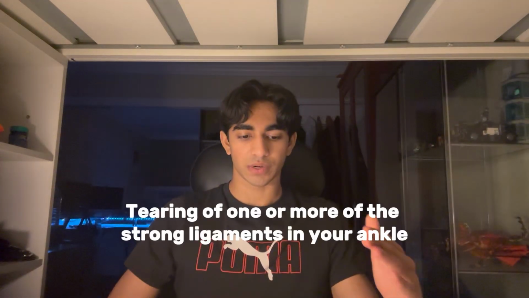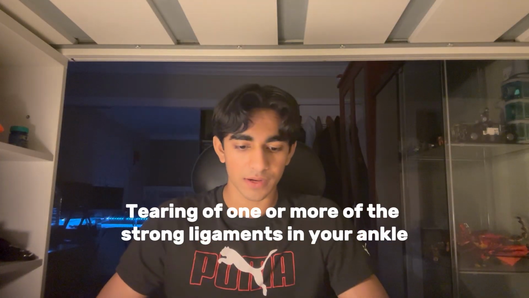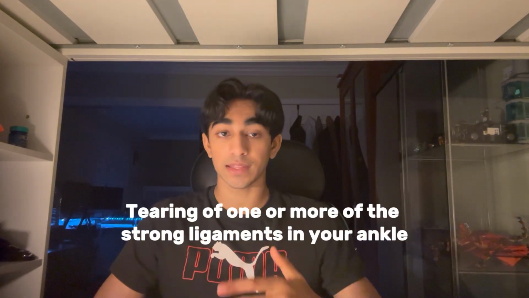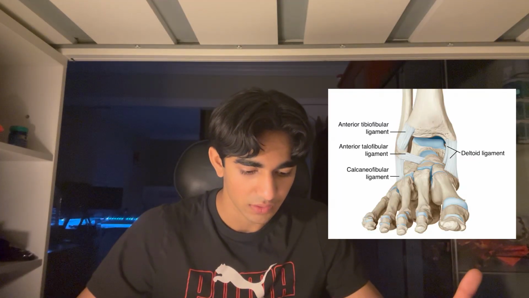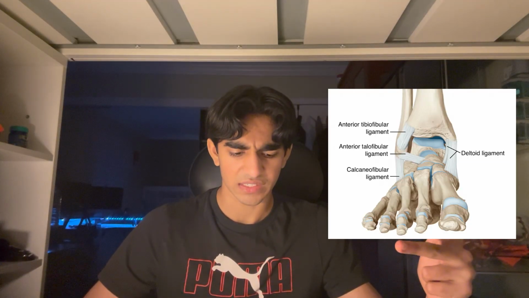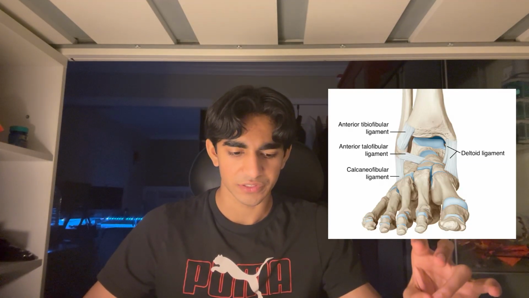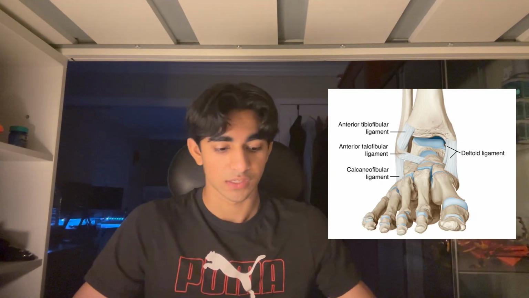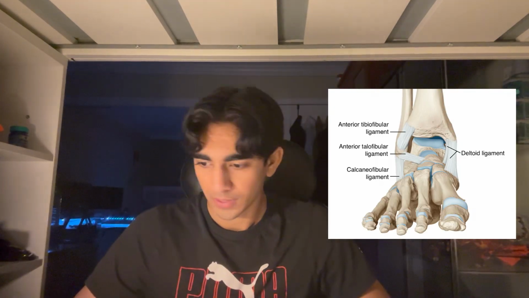So the ankle sprain, an ankle injury or sprain, is the tearing of the strong ligaments in the ankle. So there are three in the front of your ankle, and there's one behind the ankle, so total 4. So these are the posterior ligament, the calcaneal ligament, the anterior ligament, and the deltoid ligament. So I'll have like a picture showing them.